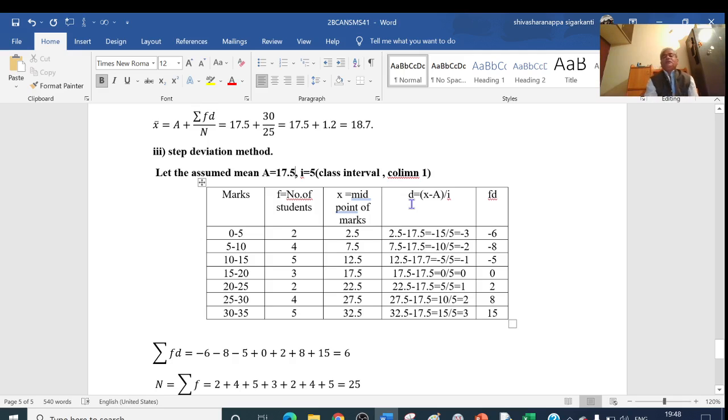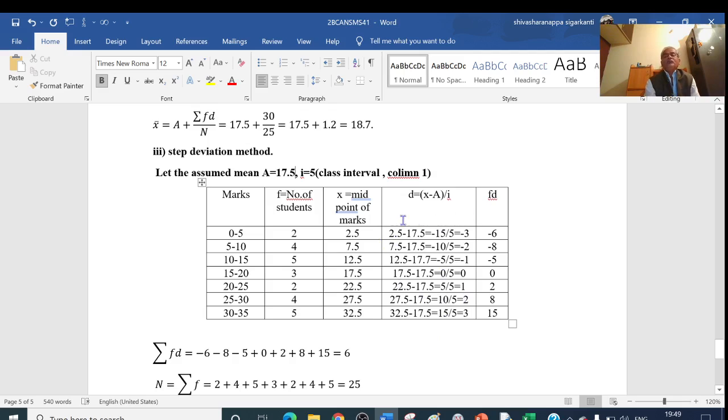The only difference between the shortcut method and the step deviation method is the fourth column. In the formula, d is given by x minus a divided by i. So here I am getting x minus a: 2.5 minus the assumed mean 17.5 is equal to minus 15, divided by 5 is equal to minus 3. Similarly, 7.5 minus 17.5 is equal to minus 10, divided by 5 is minus 2. Similarly, we calculate x minus a divided by i equal to 5. So these are the values of d.